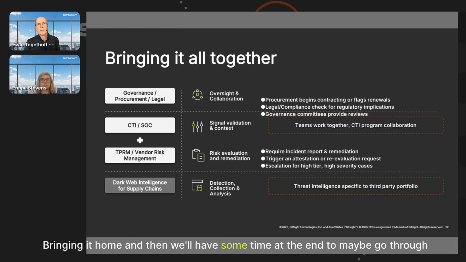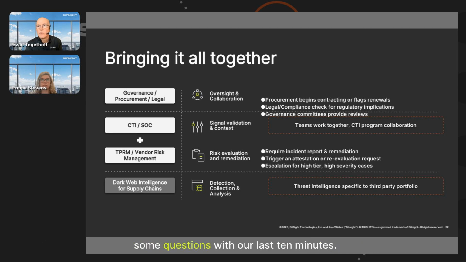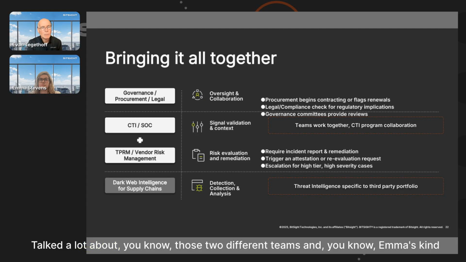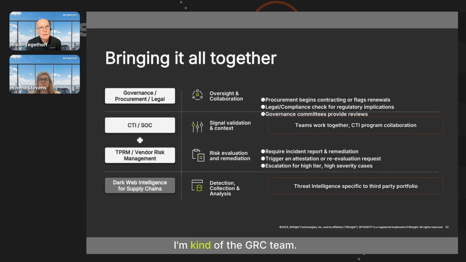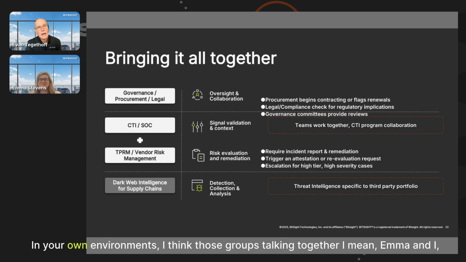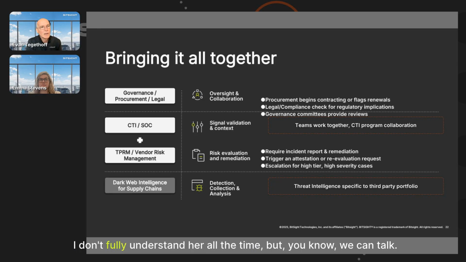Okay, bringing it home, and then we'll have some time at the end to go through some questions with our last 10 minutes. So to bring it all together, this is just a big picture slide. There's a lot of teams at play here. We're hoping that dark web intelligence will start to become the glue between, especially between the TPRM and the CTI and SOC teams. We talked a lot about those two different teams, and Emma's the CTI SOC team. I'm the GRC team. In your own environments, I think those groups talking together. I mean, Emma and I, we can talk together. I don't fully understand her all the time, but we can talk.